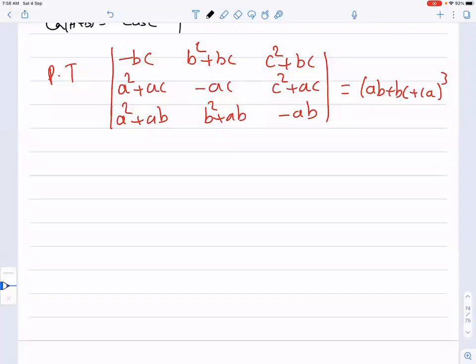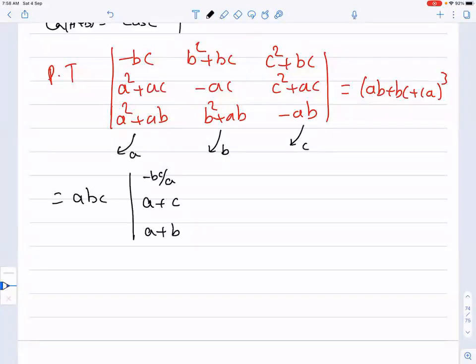First step is, I'm going to take a common from this, b common from this, c common from this. If I take, what will happen? ABC, minus BC upon A, plus C, A plus B; B plus C, minus AC upon B, B plus A; C plus B, C plus A, minus AB upon C.